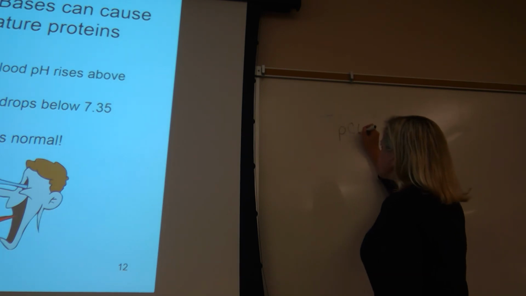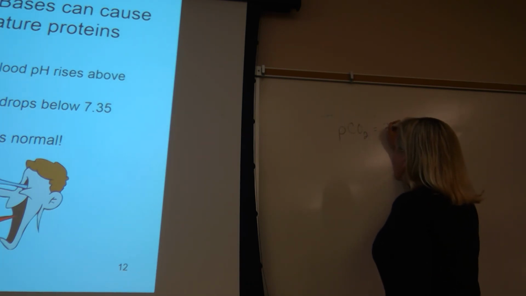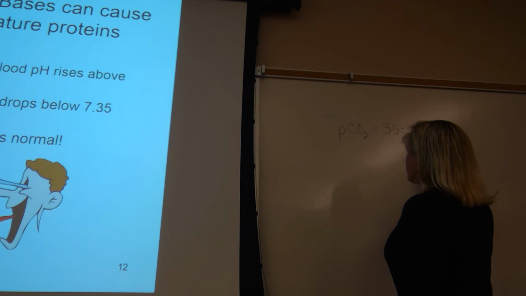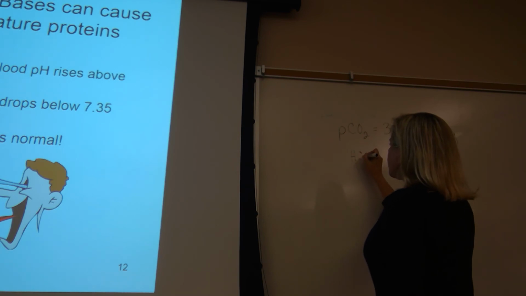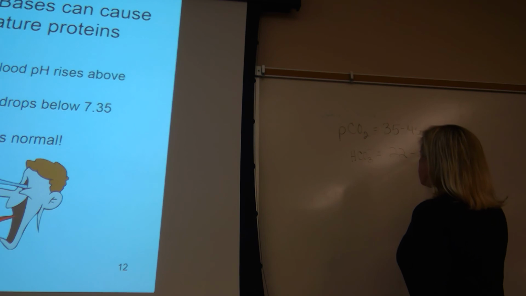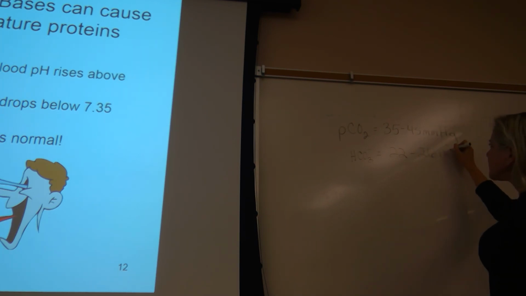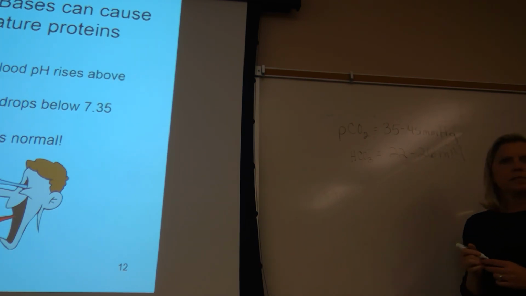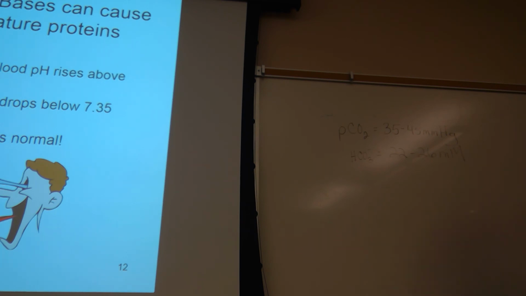Normal values for CO2 are 35 to 45 millimeters of mercury. Normal values for bicarbonate are 22 to 26 millimolar. Those are the normal values. Yes, that's your responsibility to know. You have to know those normal values.